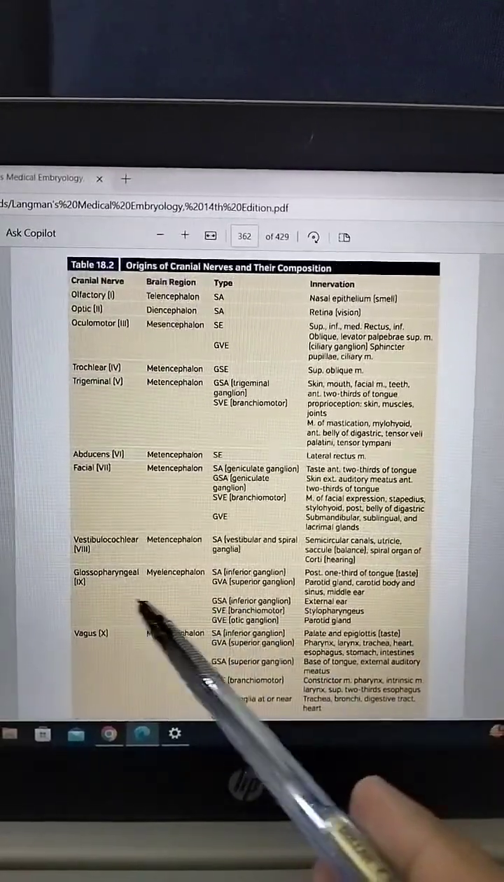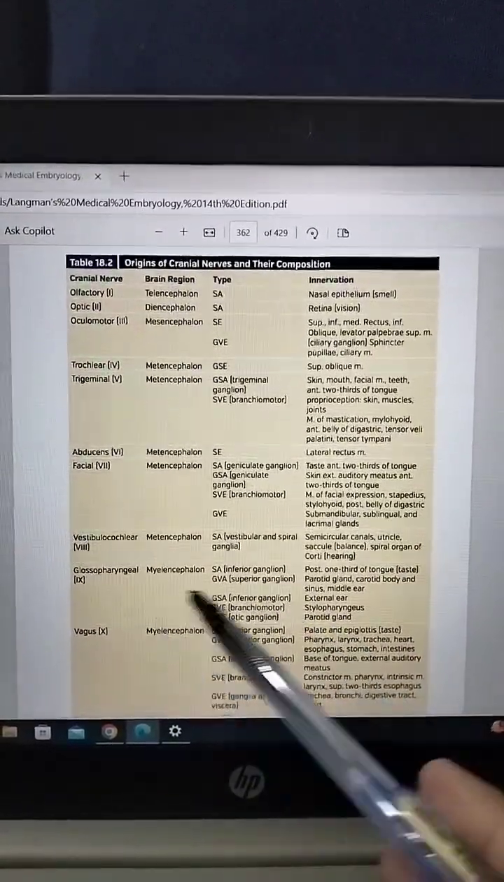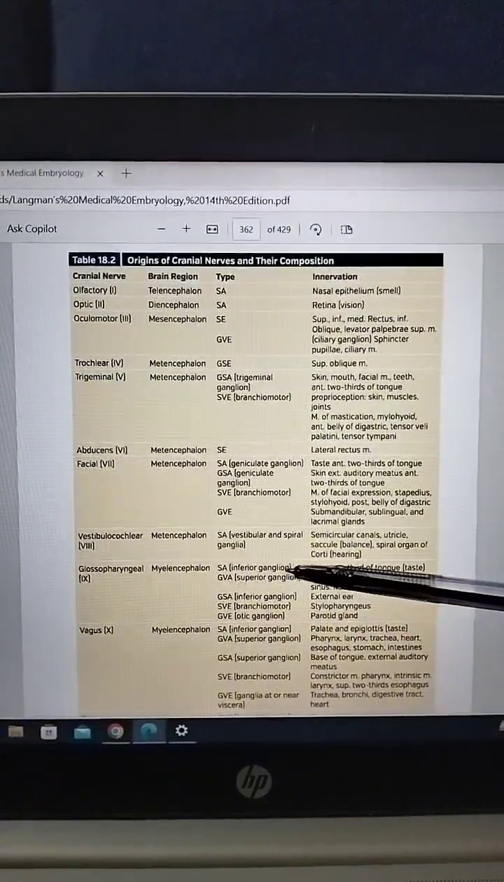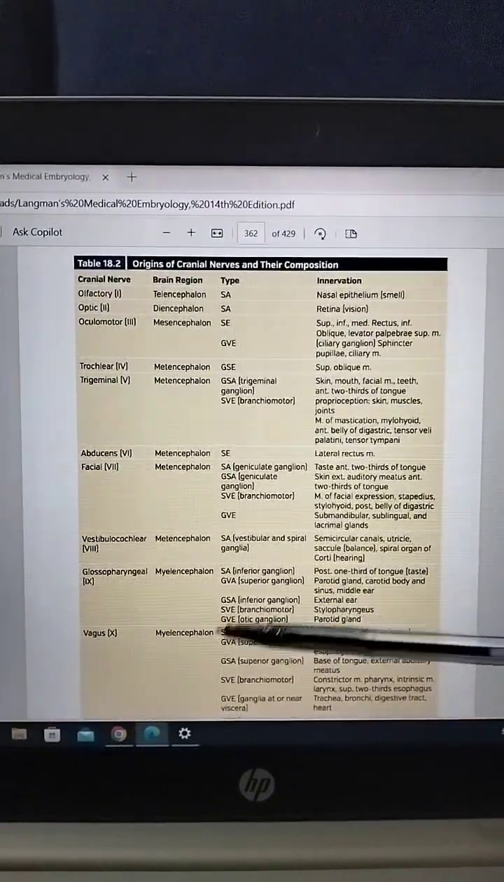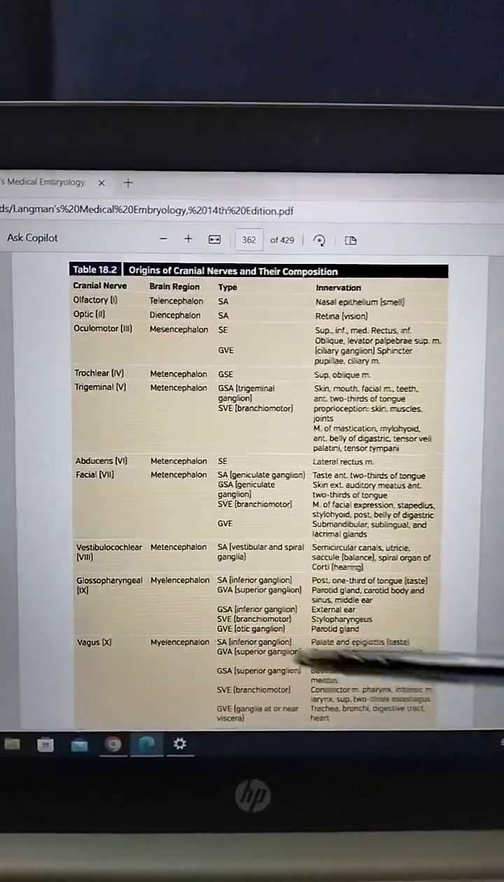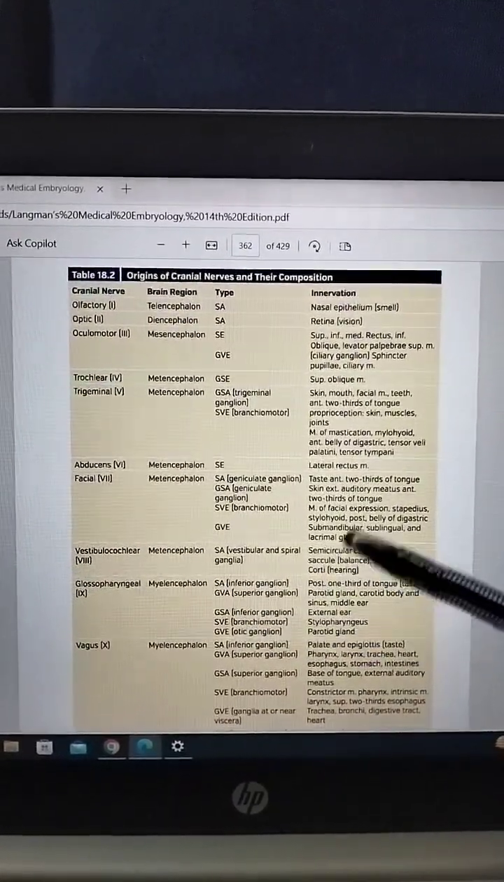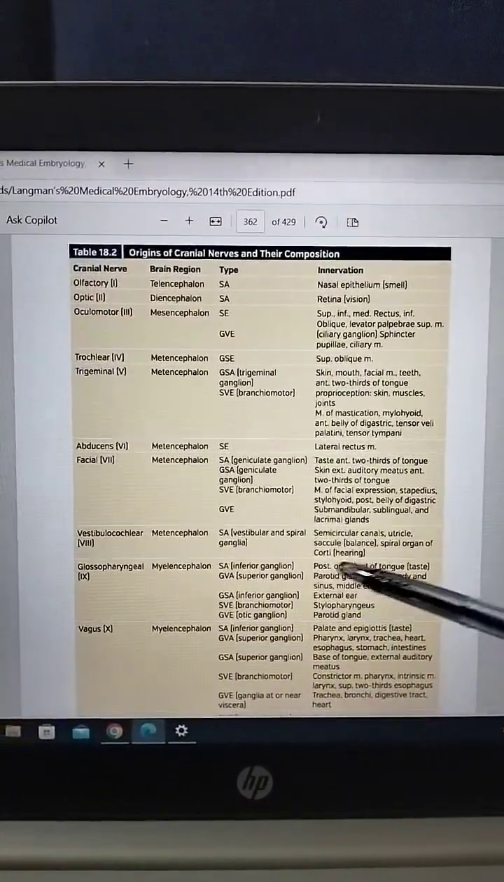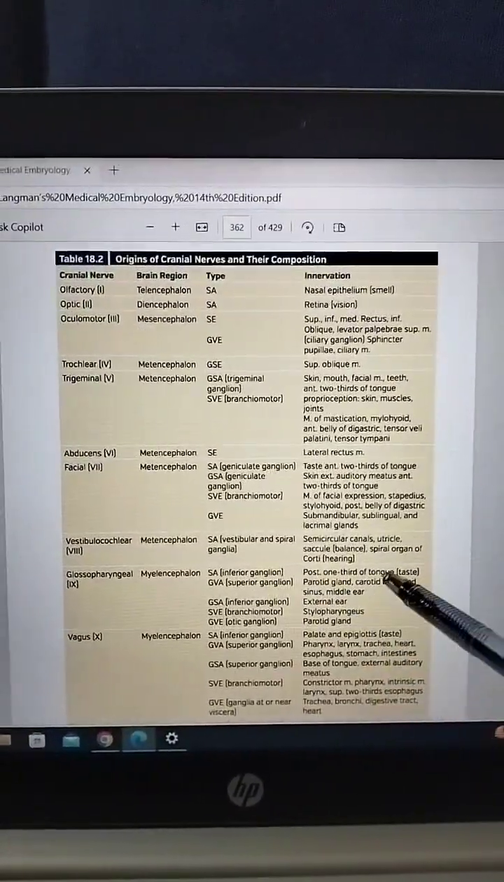Now let's talk about the 9th cranial nerve or the glossopharyngeal nerve. It has the same components as before. So first of all, we have SA, then we have GSA, SVE, as I told you before, and the additional components are GVA and GVE. Okay, so if you want to remember the derivatives, then okay, you can. The special afferent is always for the special senses. So here we have the taste sense. Posterior 1/3 of the tongue is going to be supplied.